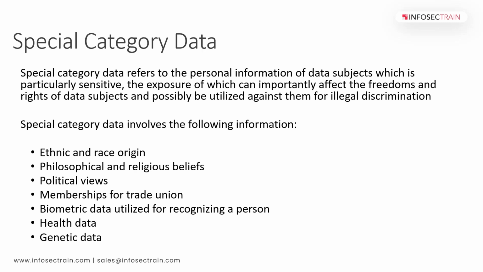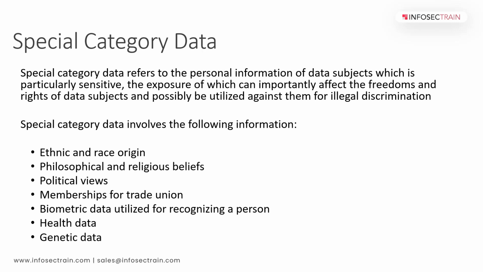Now, special category data is not the identifiable kind, but it talks about those things that are going to be critical to me. For example, ethnic and racial origin. Sometimes I do not want to reveal that. Philosophical and religious belief. That's my personal thing. I do not want to make it public. Political views, again, the way we have seen in examples. Membership of trade unions. Sometimes I don't want to make it public. Biometric data utilized for recognizing a person.